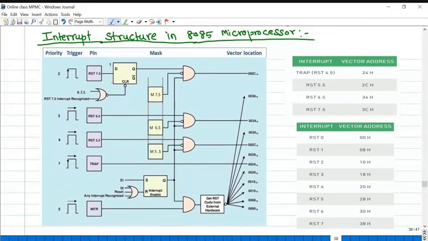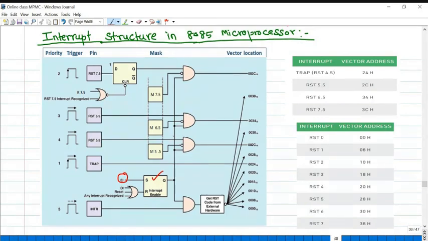We can enable all the interrupts with the help of this interrupt enable flip flop. The interrupt enable flip flop controls all the interrupts except TRAP. We can enable all the interrupts by using the instruction EI, enable interrupt. If it is 1, set Q will be 1. So this line, this line, this line will be activated. Depending on the interrupt request, the corresponding interrupt will be activated.